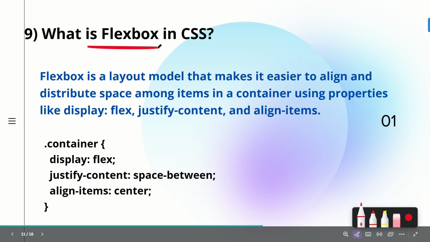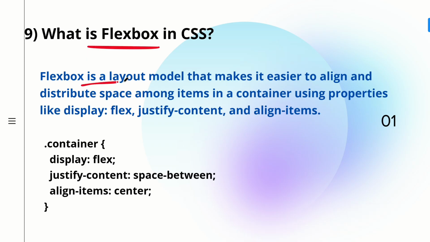Our ninth question is, what is flexbox in CSS? Flexbox is a layout model that makes it easier to align and distribute the space among the items in a container using properties like display flex, justify content, and align items. Flexbox is useful for layout or positioning purposes, and it makes our task easier.